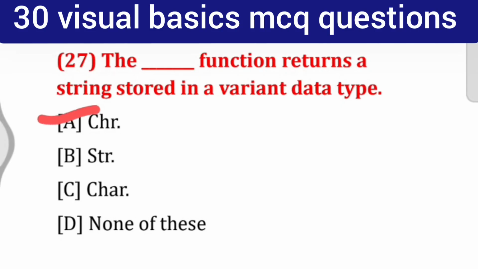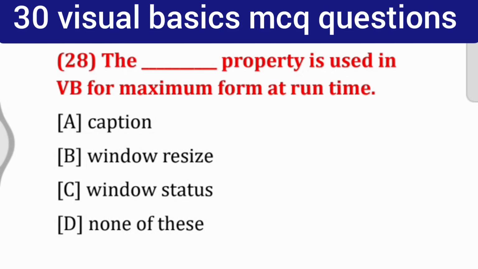Question number 28. The dash property is used in VB for maximum form at runtime. Correct answer is window status.